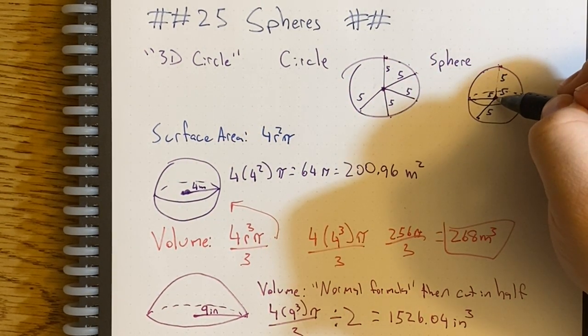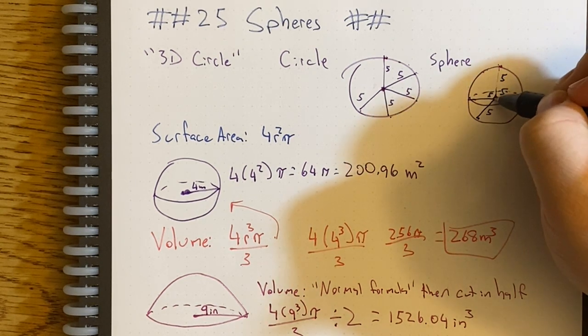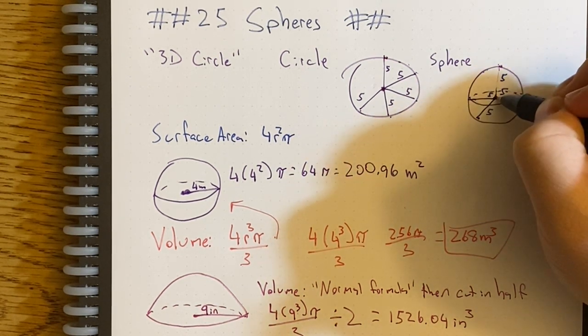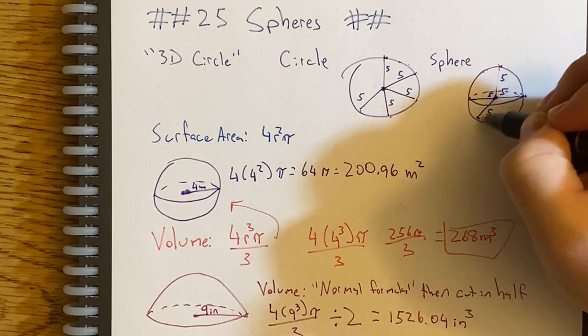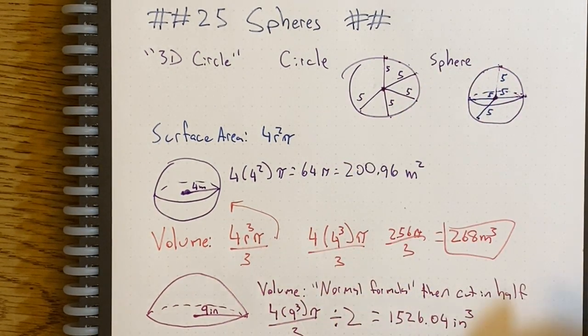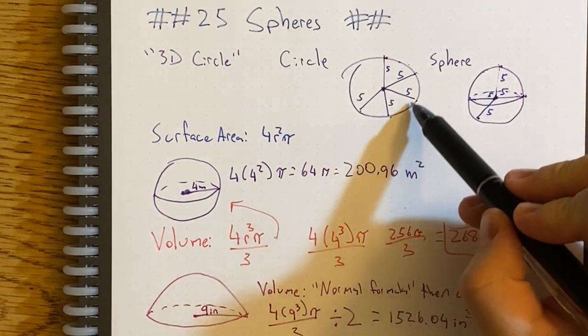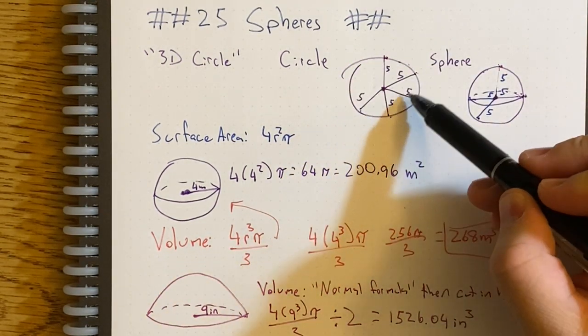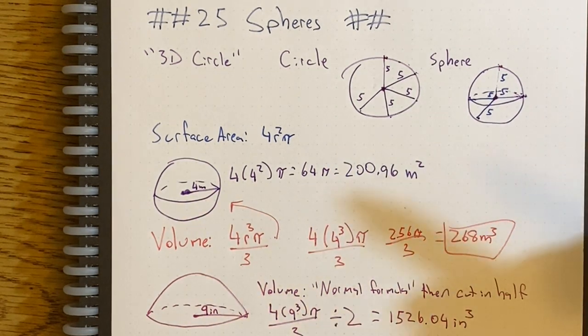A sphere is the same thing, but 3D. So radius 5, radius 5, radius 5, radius way up here, 5, radius down there, 5. This one would be a radius of 5. So now instead of just going left, right, it's left, right, up, and down.